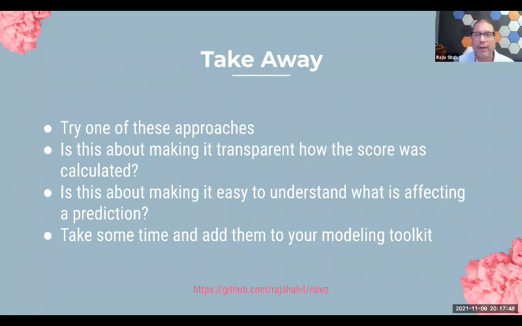Is this about making it transparent how it was calculated? Is that the concern, that you want to make it easy to see exactly how you came to the prediction, where maybe you want to expose those coefficients? Or is it about making it easy to understand the prediction, being able to explain to somebody exactly what factors led to the model giving them a certain prediction or a certain score? This is where that scorecard, for example, in a healthcare or criminal justice context comes into play. So take some time, add them to the modeling toolkit.